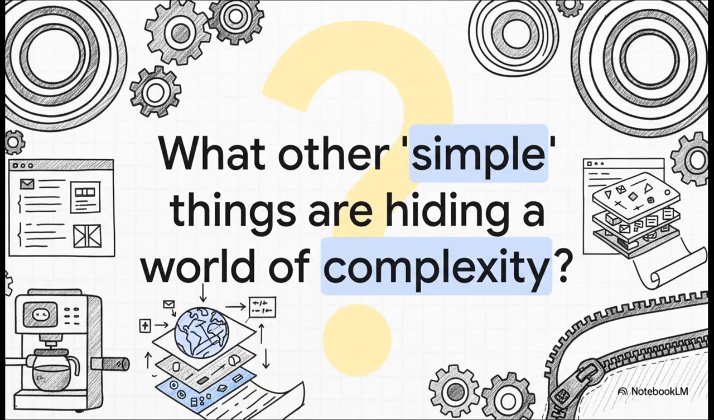And that leaves us with a final thought to chew on. We just peeled back the layers of a simple software translation. What other things in our daily lives seem simple on the surface, but are actually hiding their own incredible 1,200-page story of complexity?